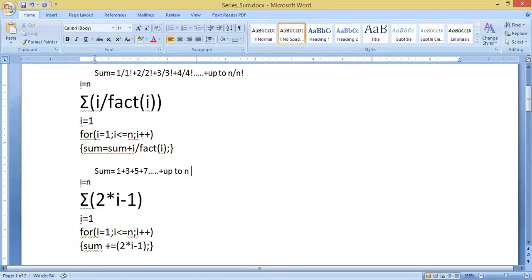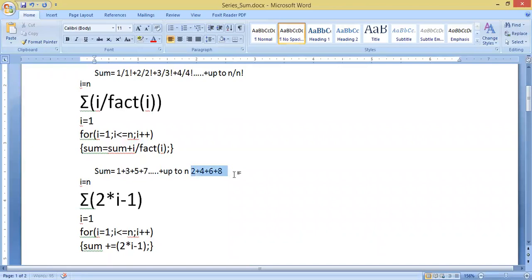Suppose my summation is like this, 2 plus 4 plus 6 plus 8, then what will be the general term? Take 2i. Everybody agreeing? Okay, 2 into i minus 1 will be removed because i is 1. So 2 into i will be 2, then 4, right?